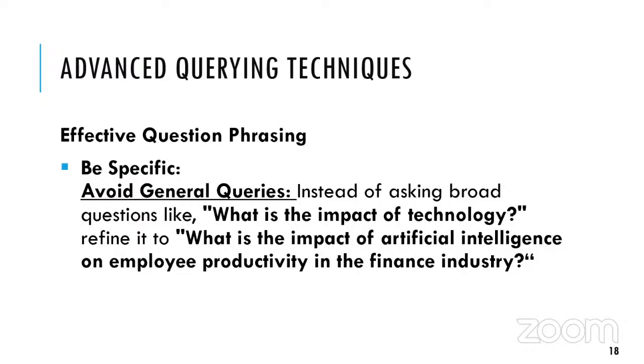Well, if you as a student are reading, and you just want to have a general understanding of the impact of technology, yes, you can stay at that level. But if you're writing your paper and you want something very specific, you are encouraged to be specific in phrasing your question.